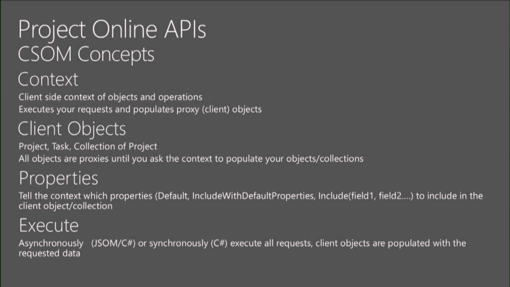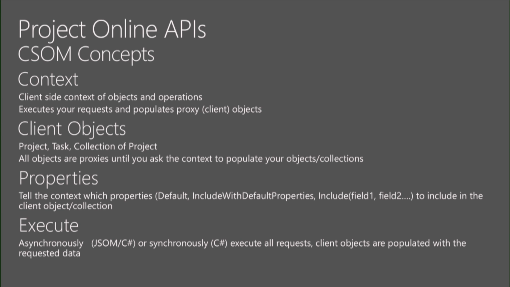We have client-side objects, which I talked about. There's a project, a task, a collection of projects, and all the objects are proxies until you've told the context to populate them. When you want to load up project information, there's a default set of fields we will return. If you want more fields, there's an include method, which allows you to include just the default properties, include extra properties along with the default ones, or include only specific sets. For example, you could say, just give me the default back, I don't care. It comes with name, ID, and some of the basic fields.